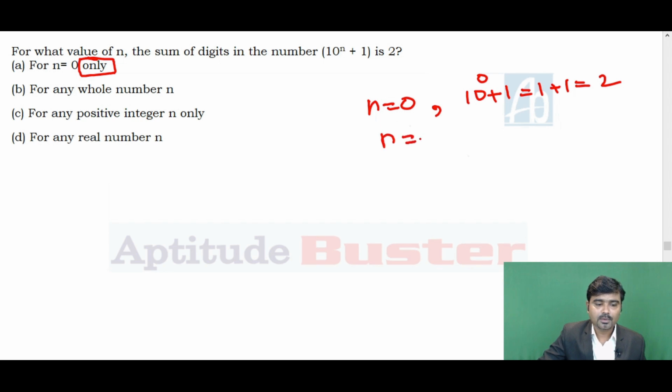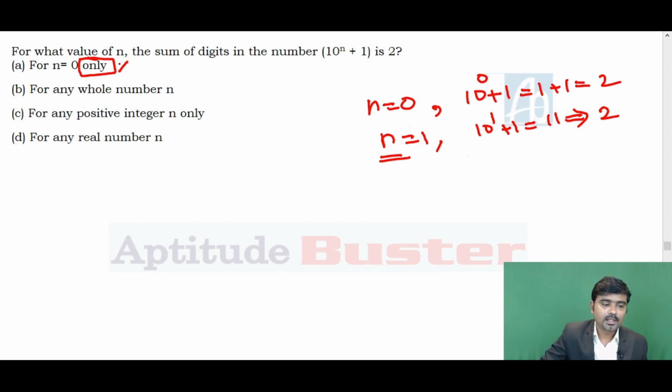If I choose n equal to 1, 10 power 1 plus 1 is 11. What's the sum of the digits? The sum of the digits is 2. Here the condition is given for n equal to 0 only, but if I choose n equal to 1 also, it gives a sum of digits of 2.